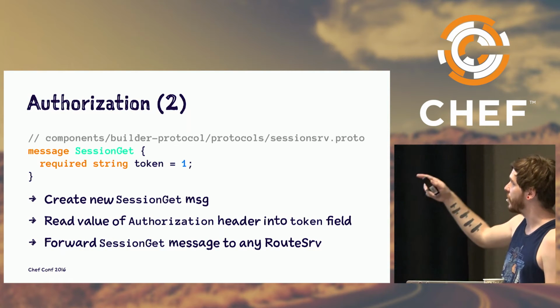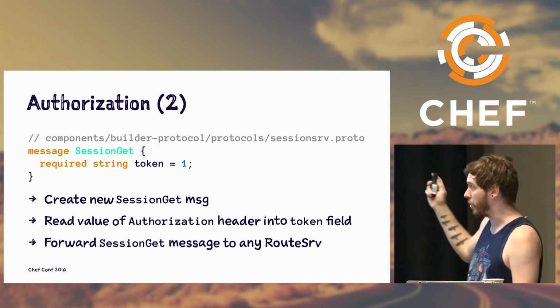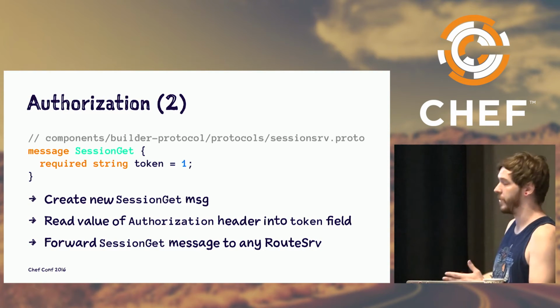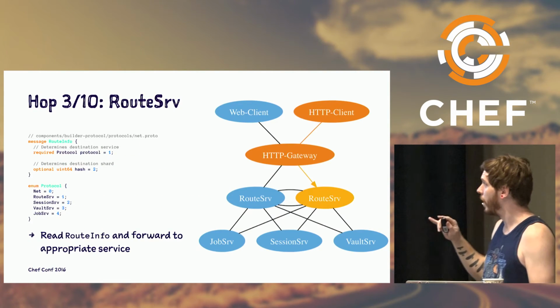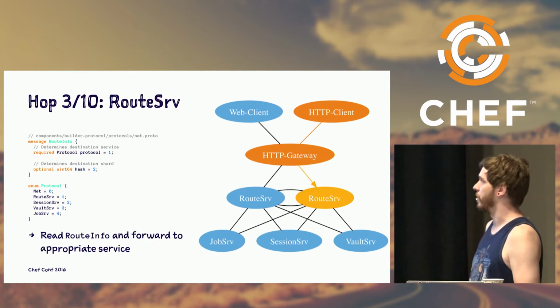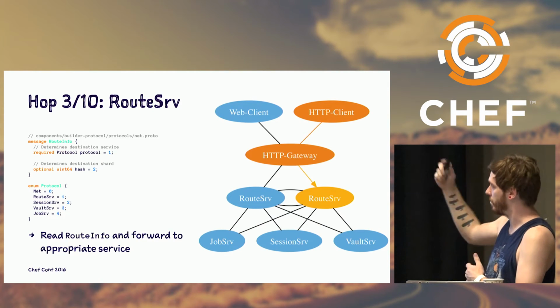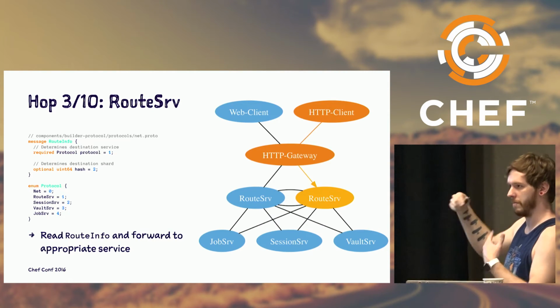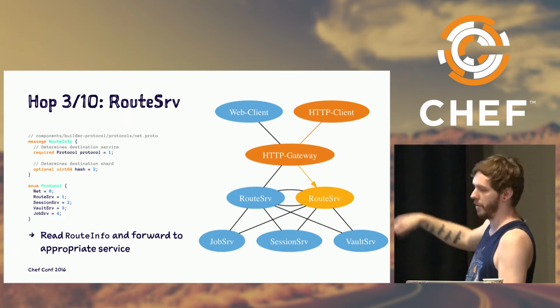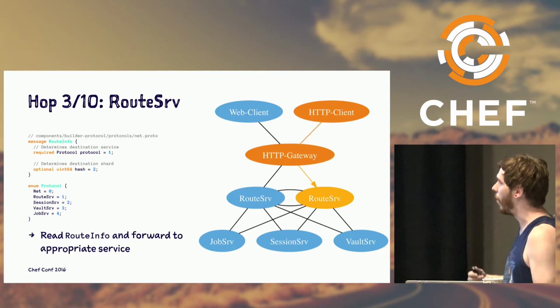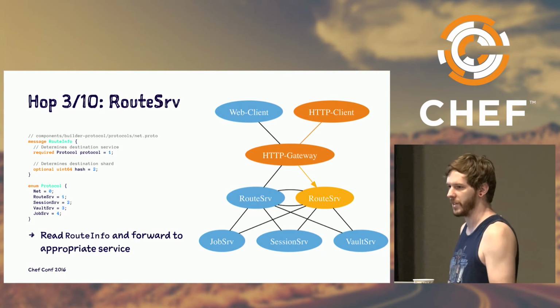So with the authorization, we basically take that header out, we create a brand new session get, and we jam the token into the token field. So the third hop is the route server. I mentioned that the HTTP client talks to the gateway. The gateway says, I need to do some authentication, and then send it through the route server to the session server. Well, how does the route server know how to get it to the session server?